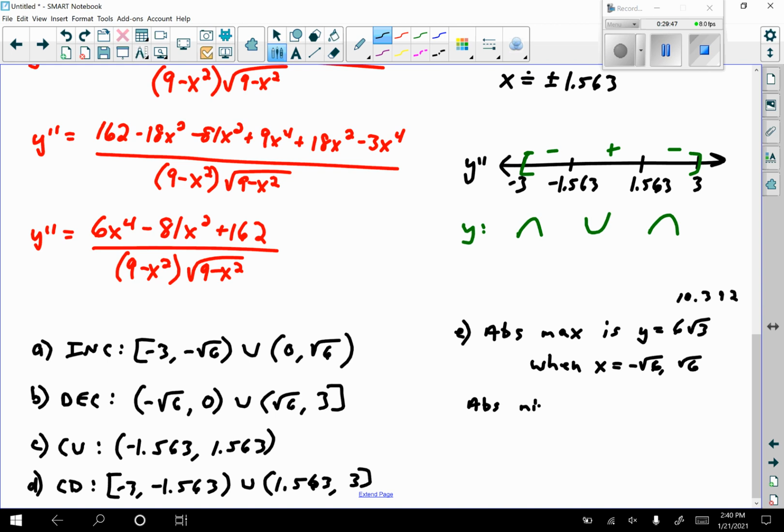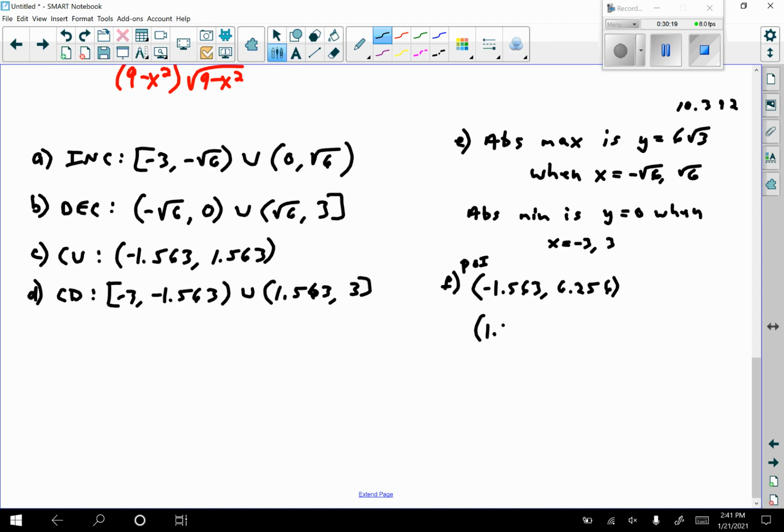Our absolute min is y equals 0 when x equals -3 and +3. For the points of inflection, you just have to evaluate the function at these two values, the -1.563 and the positive. So we get -1.563 and 6.256, and then +1.563 and then 6.256.